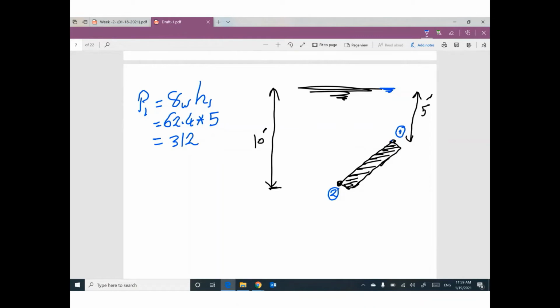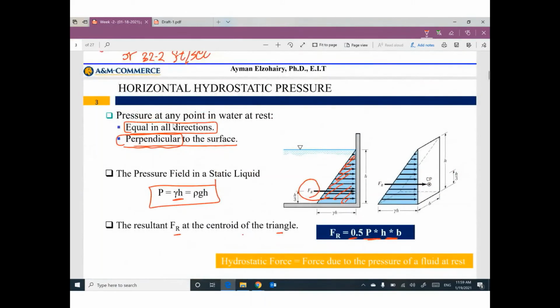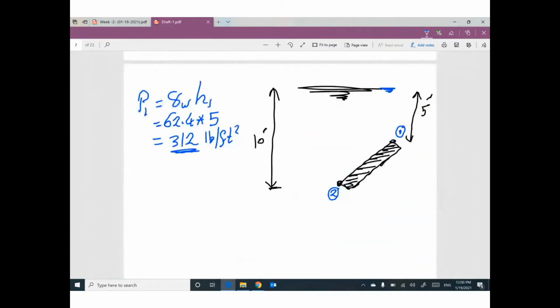How can I locate this value, 312 pound per square feet? We have information here which is very important. The water pressure is perpendicular to the surface. So that means if you would like to locate or put the value 312, you have to locate it perpendicular to this surface. 312. Perpendicular.